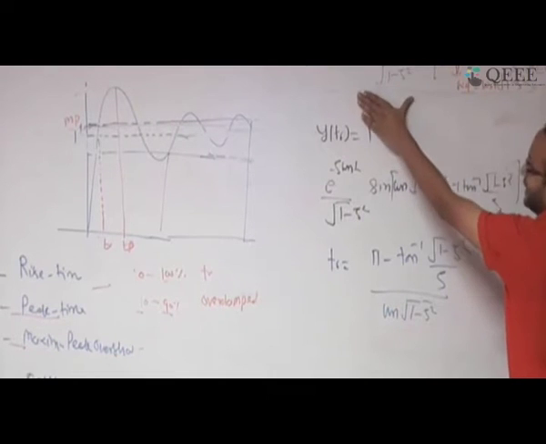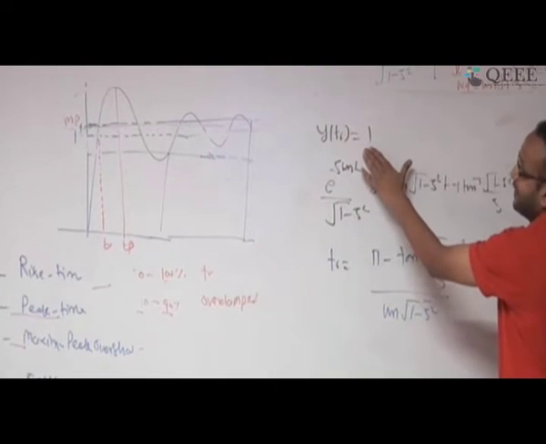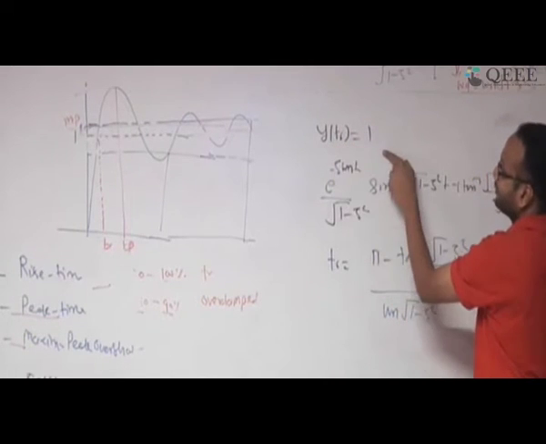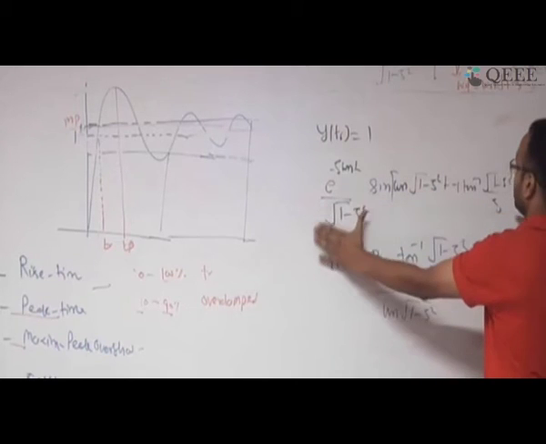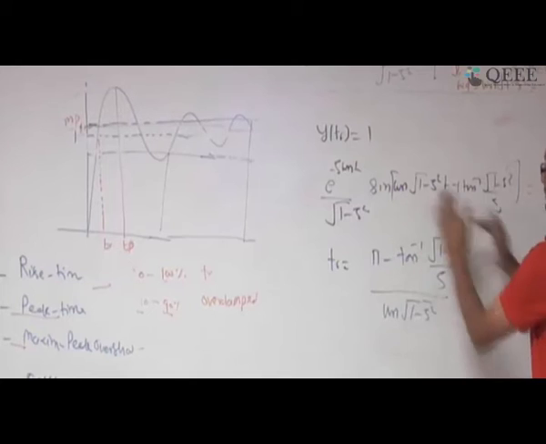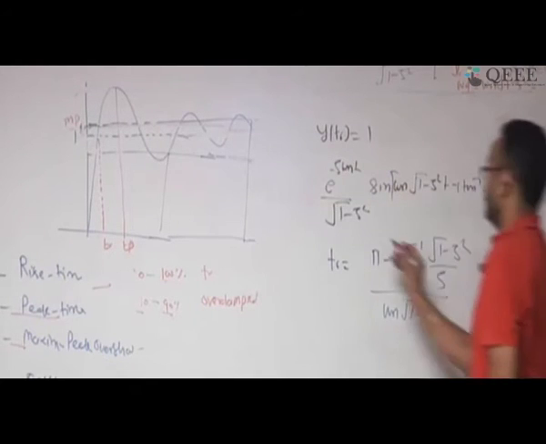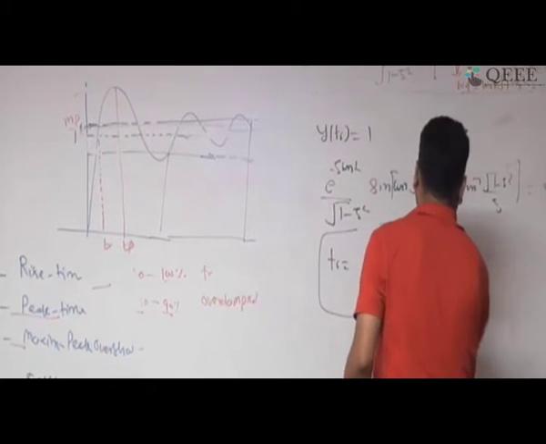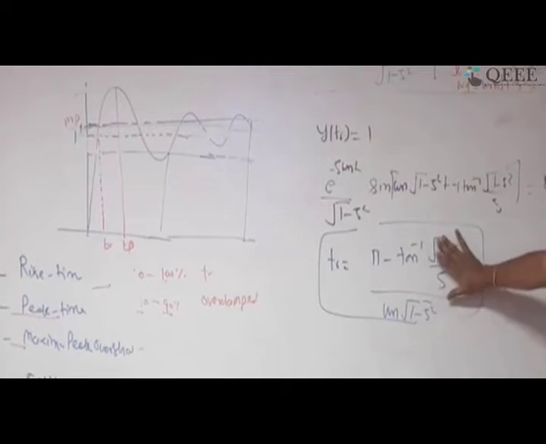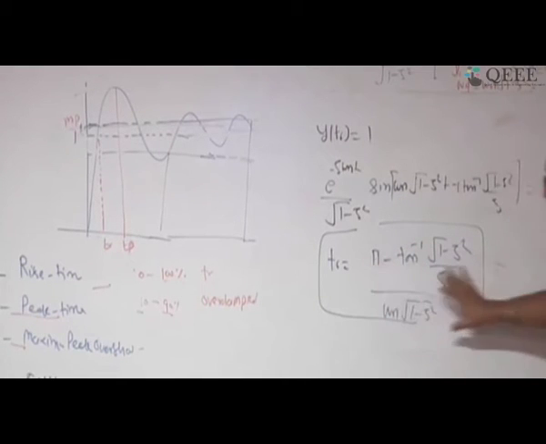This is the response, and I defined rise time as the time at which the response becomes 1 for the first time. So this y(t_r) equal to 1, you plug it here. This term will be left out, it will be equal to 0, and if you solve it, this will lead to what is called your rise time. You can look at it, it's a very standard derivation, it is given in the book, especially in M. Gopal's book. So I am just using the mathematical equation to find out the rise time.